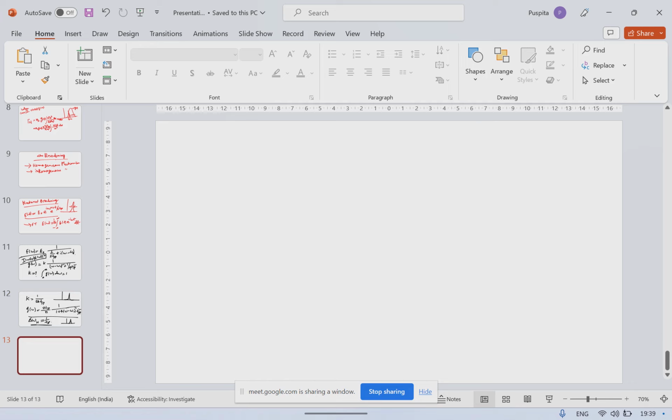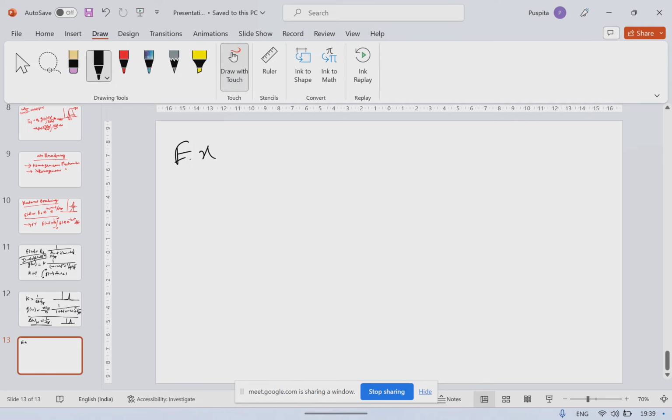So here there is an example. The spontaneous lifetime of the sodium level leading to the D1 line is 16 nanoseconds. So what will be the natural line width?